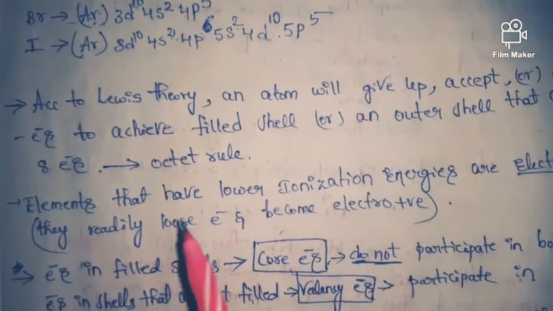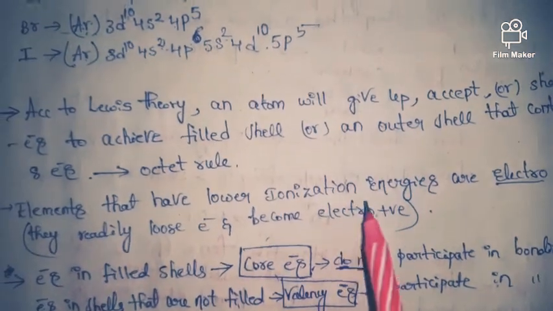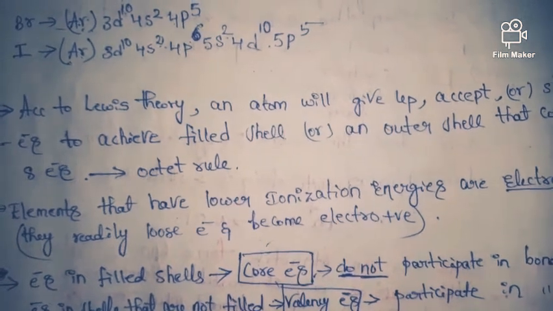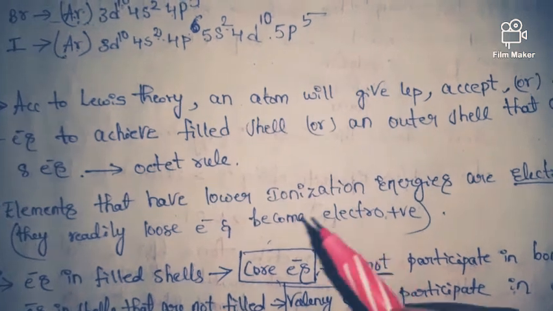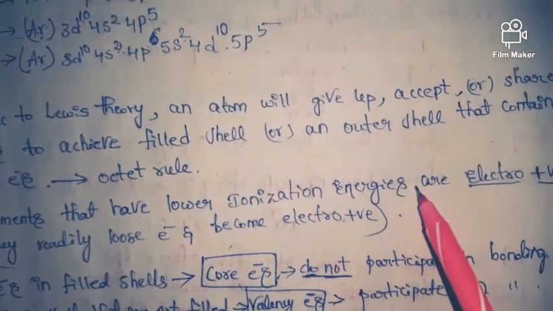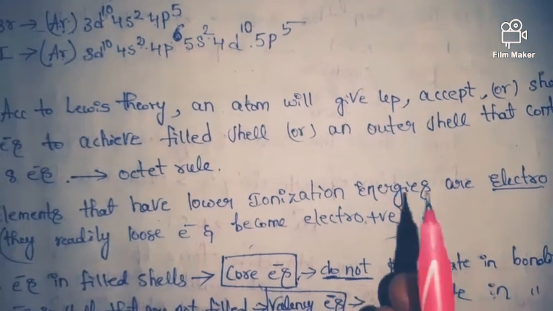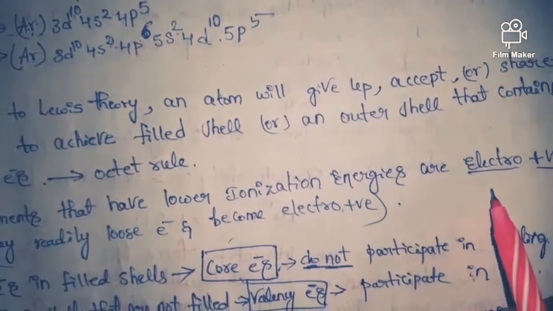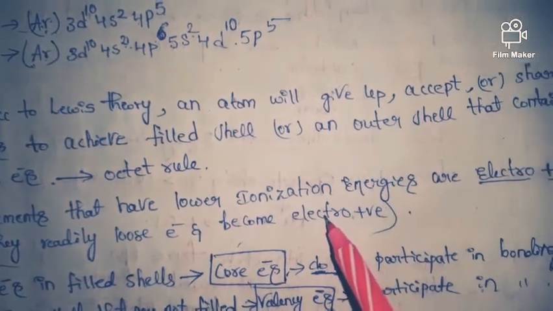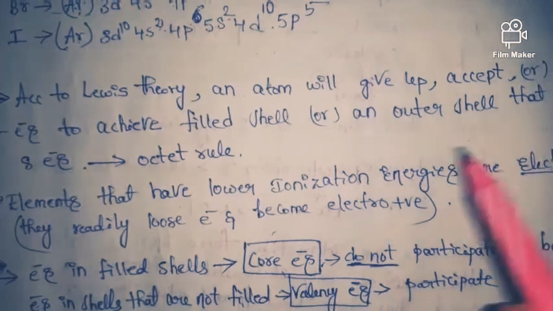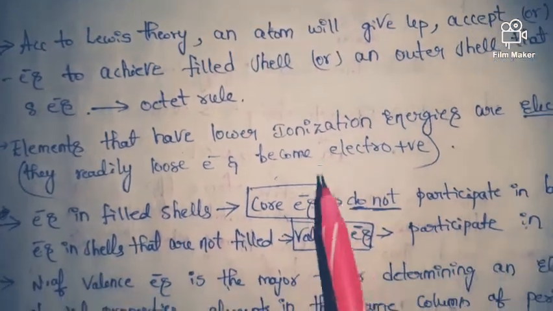Next, elements that have low ionization energies are electropositive. What is ionization energy, or the ionization potential? It is the energy required to remove an electron. Here we are removing the electron, and if we remove an electron from a particular atom, then that atom will definitely get a positive charge. So elements which have a low ionization energy are electropositive, because they readily lose electrons and become positively charged.